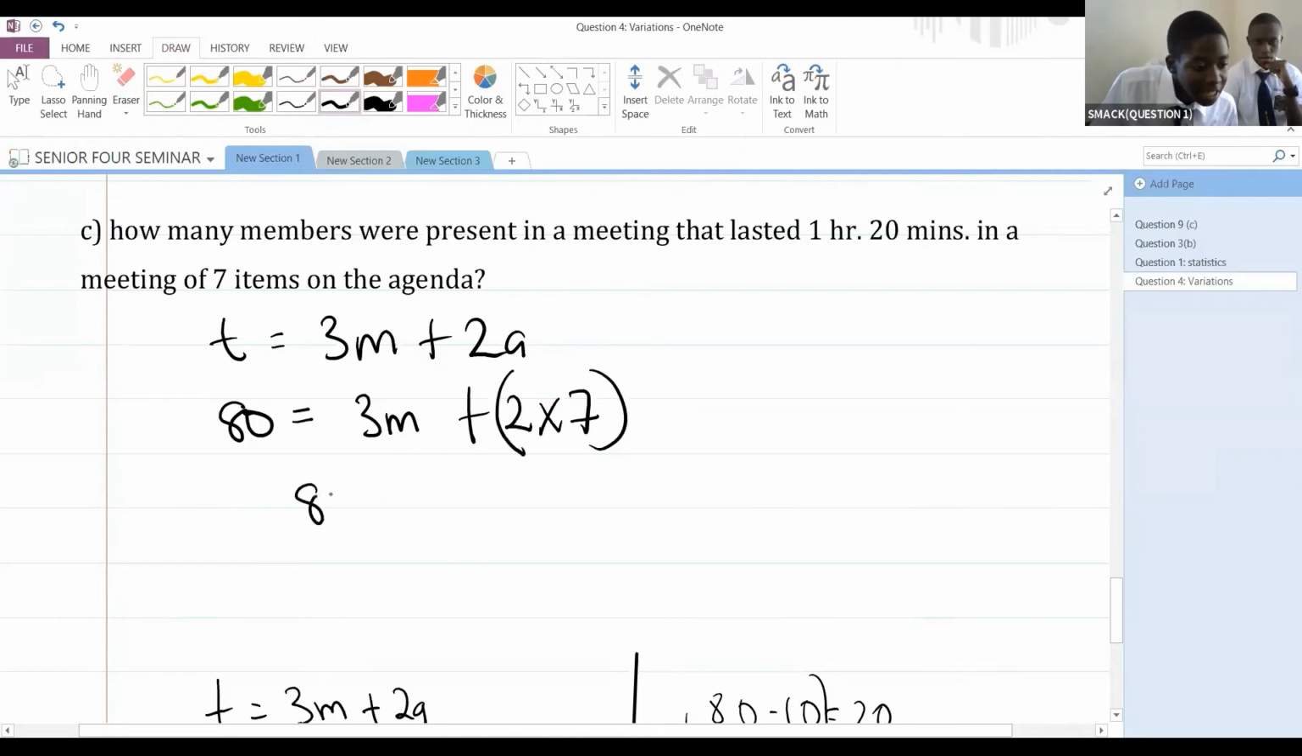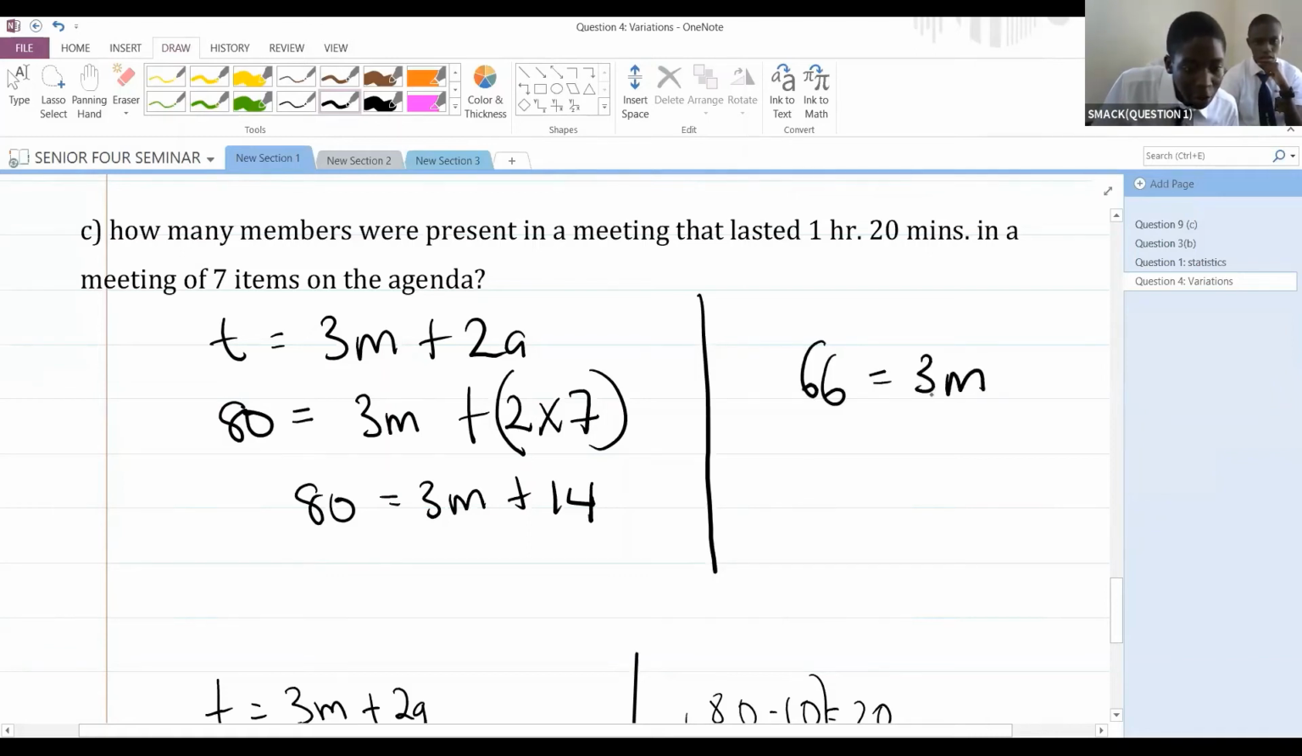So we shall have 80 is equal to 3M plus 14. We shall subtract 80 minus 14 to get 66, which will be equal to 3M. When we divide both sides by 3, we shall get our number of members who are present as 22.